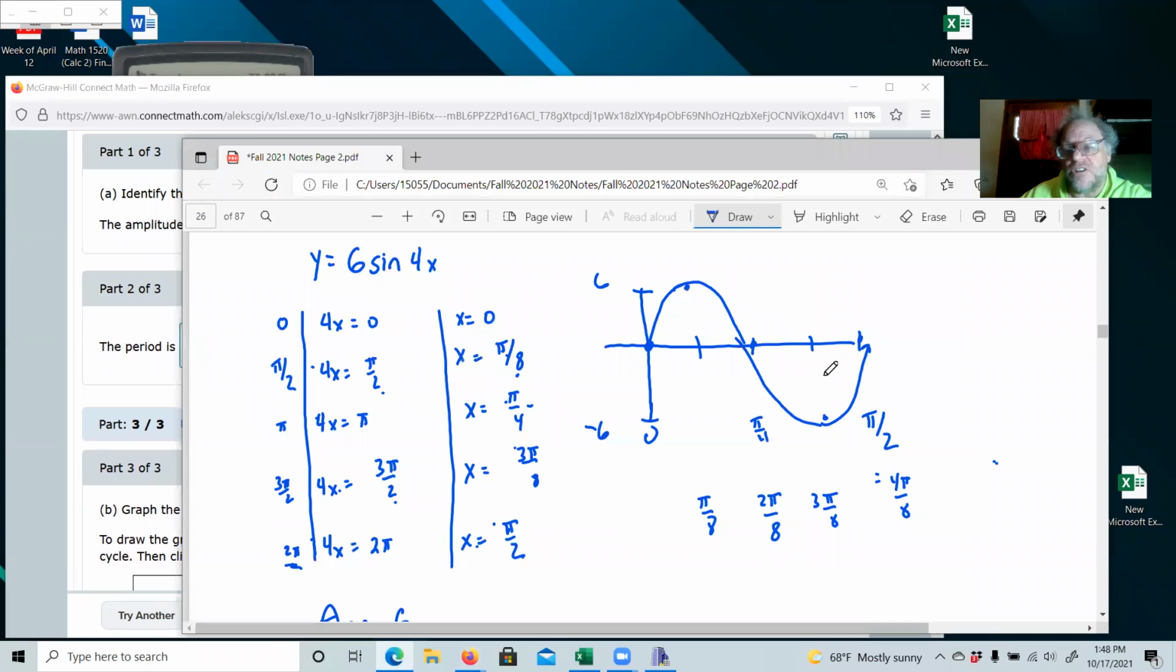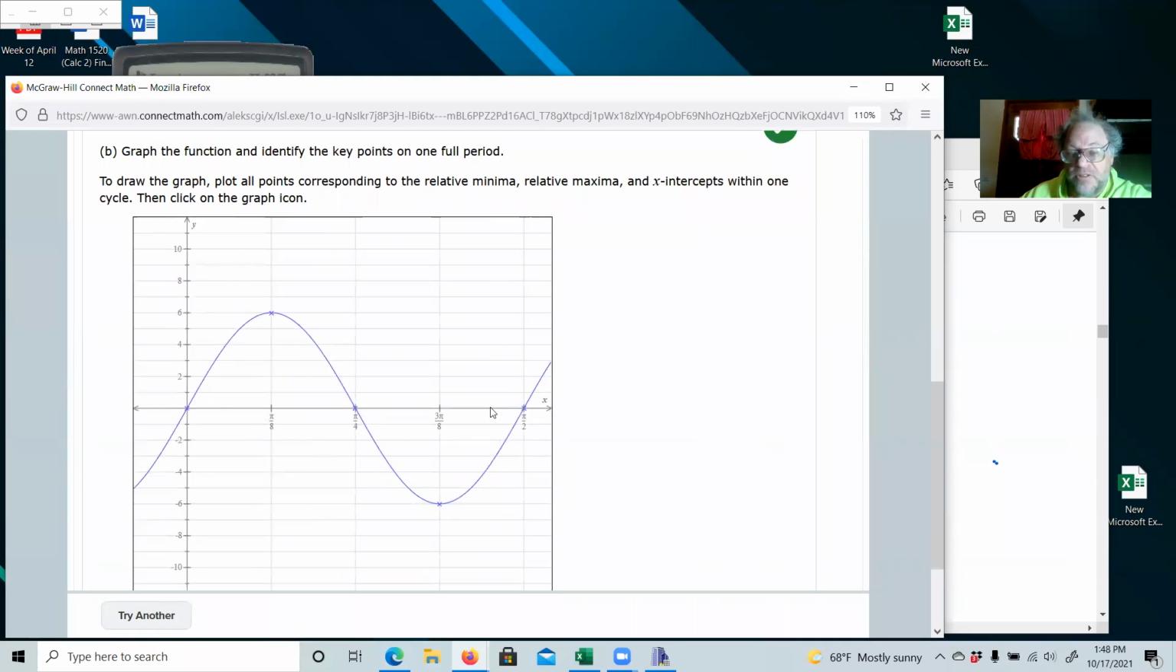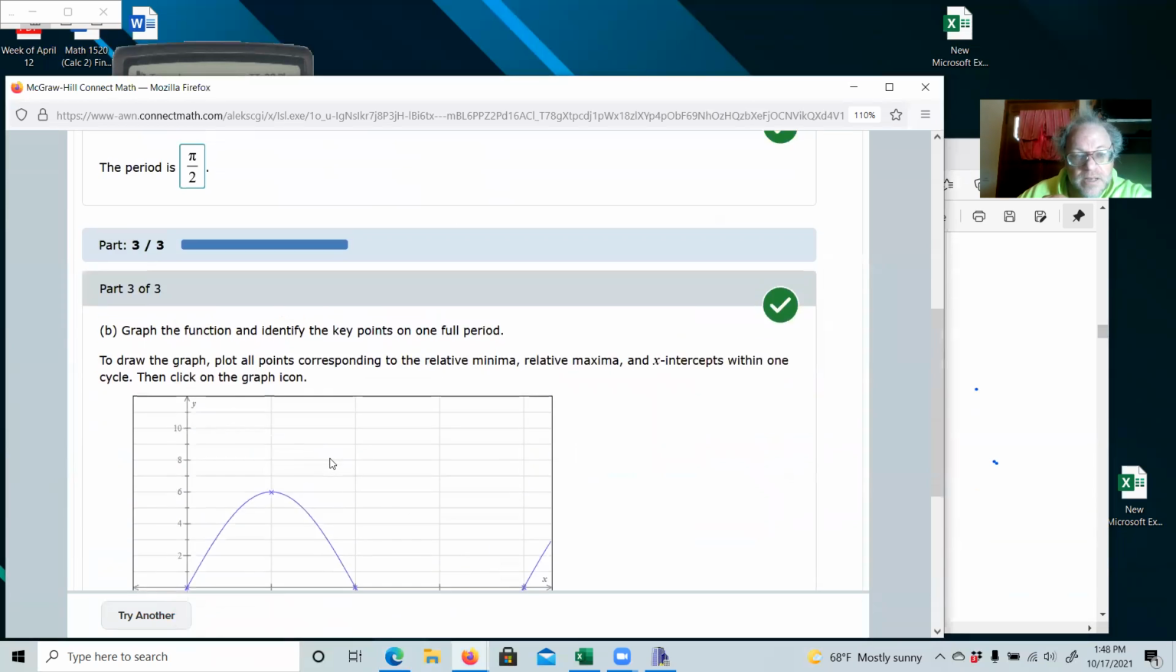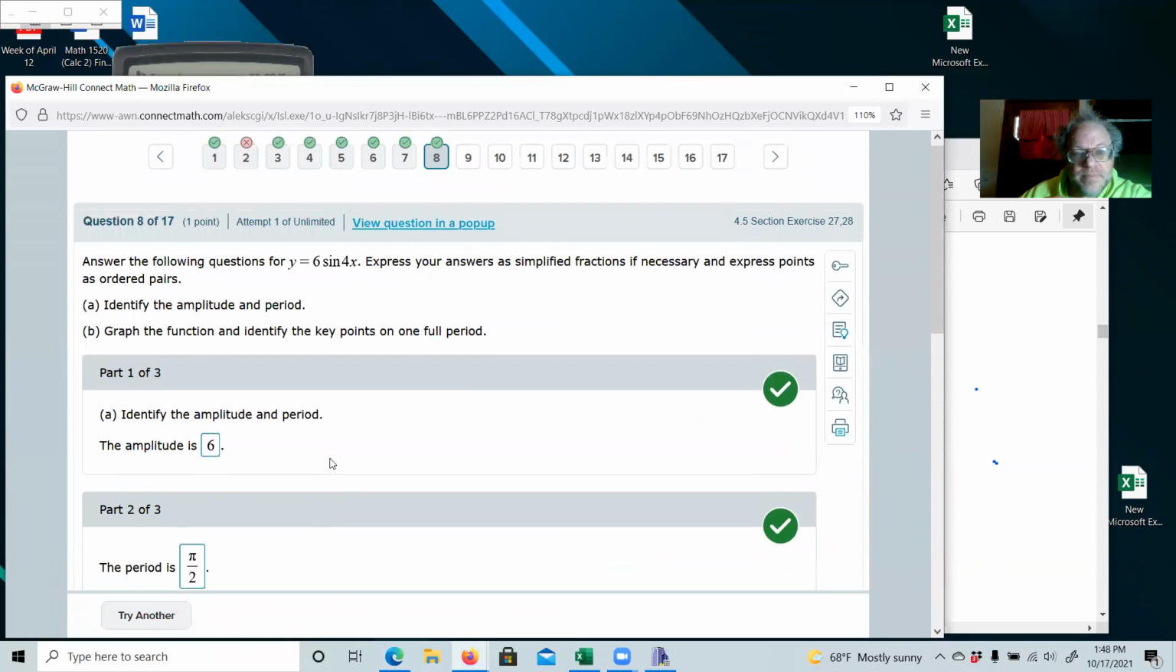On your quiz, you're going to have to do this on your own. They're not going to tell you these are the points. So as you're doing this on your own, figure out how you want to do this. So there we go.